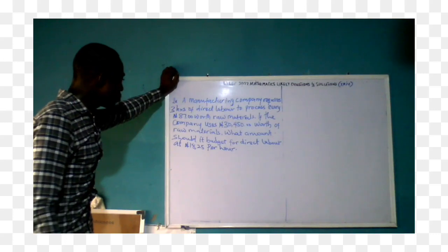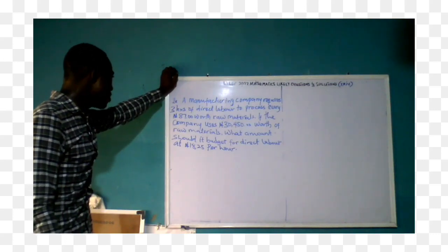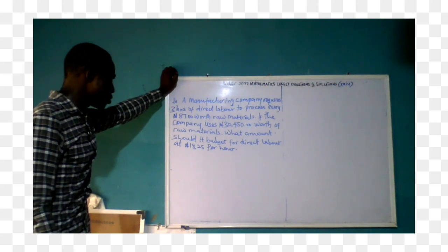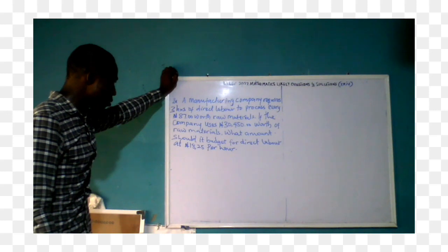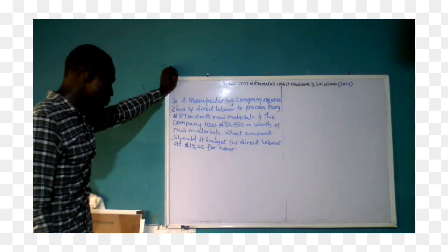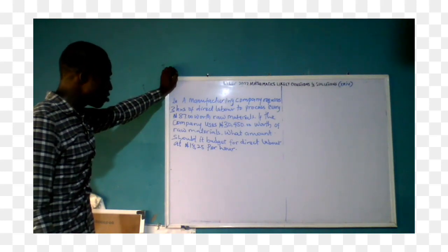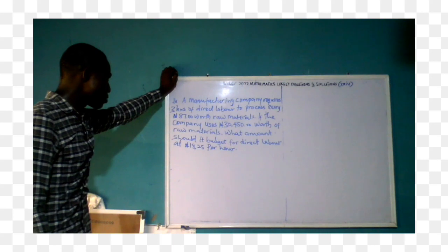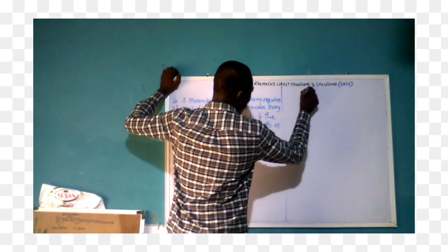Now let's take question number 2A. A manufacturing company requires 3 hours of direct labor to process every 87 naira worth of raw materials. If the company uses 30,450 naira worth of raw materials, what amount should it budget for direct labor at 18 naira 25 kobo per hour? From the information we have in the question, we have the solution.